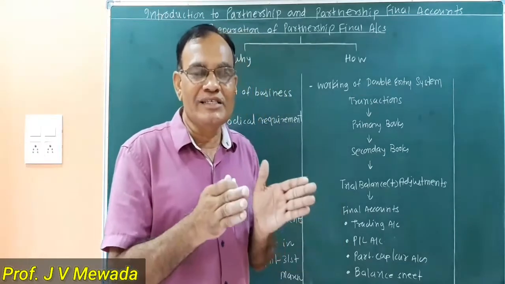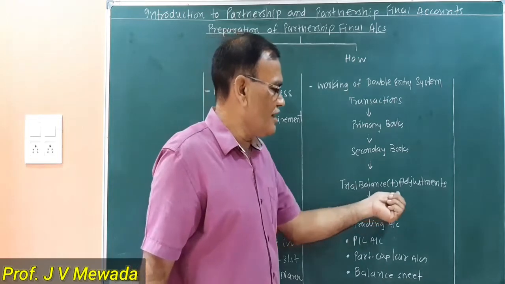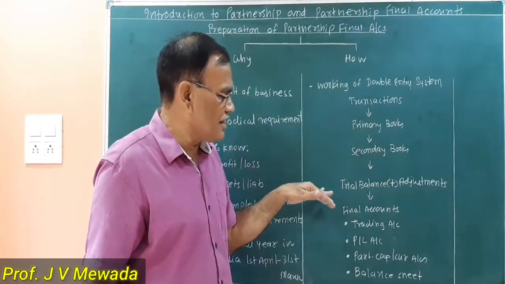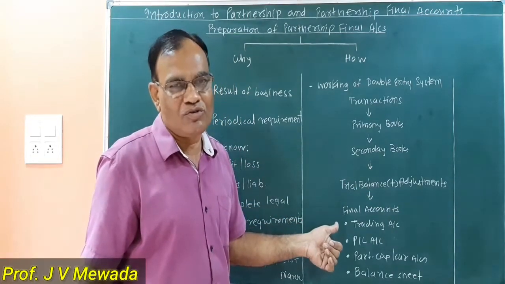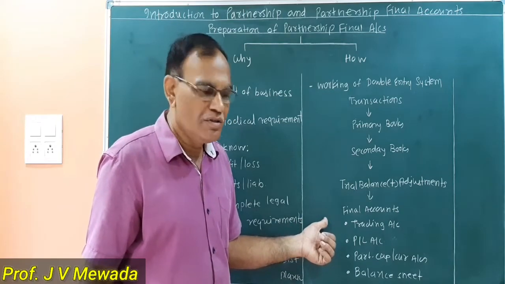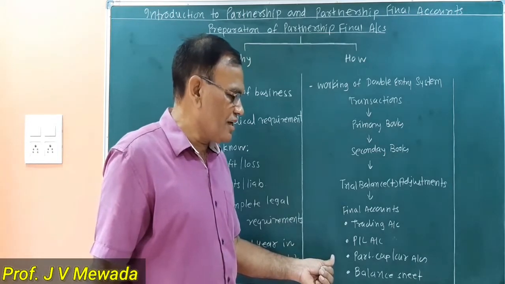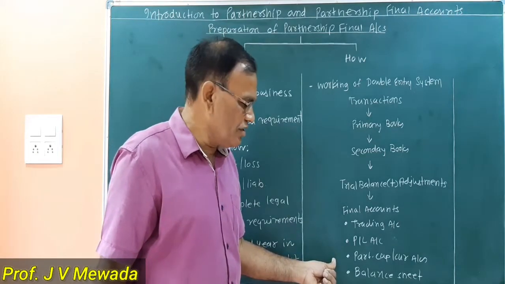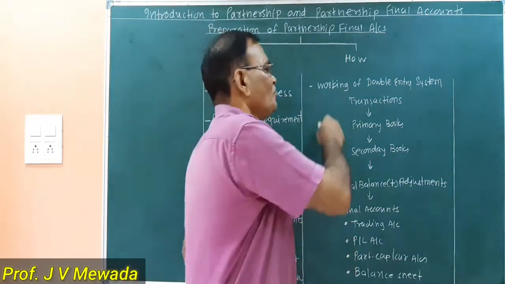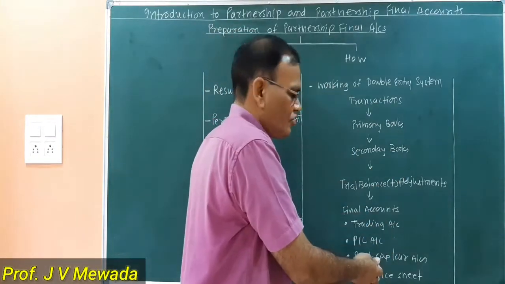That is why it is necessary that we should have the given trial balance and adjustments. From the given trial balance and adjustments, we are preparing the final accounts. And what is there in the final accounts? We are preparing the trading account, the profit and loss account, the partners' capital account or current account, and we are preparing the balance sheet. So this is the procedure for how we are going to prepare the final accounts.